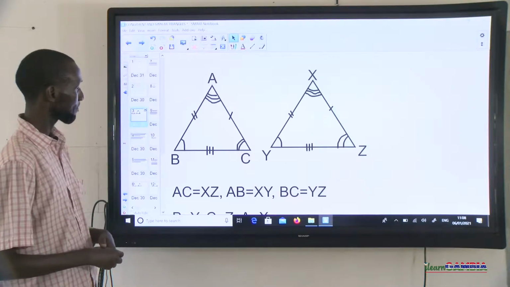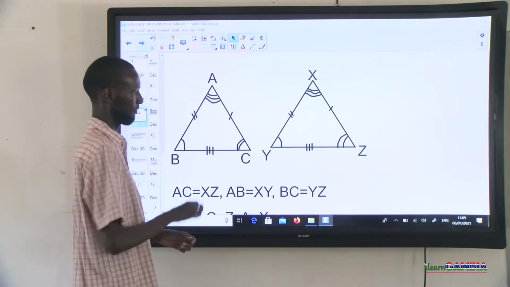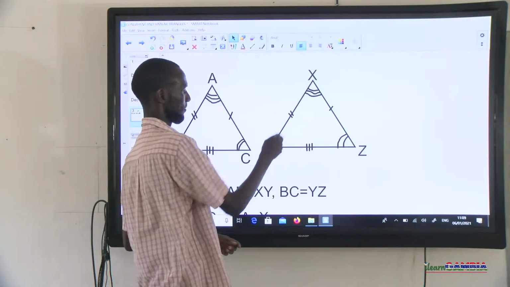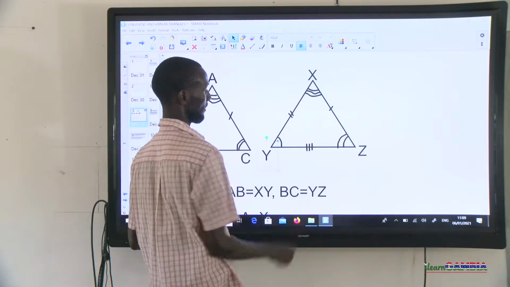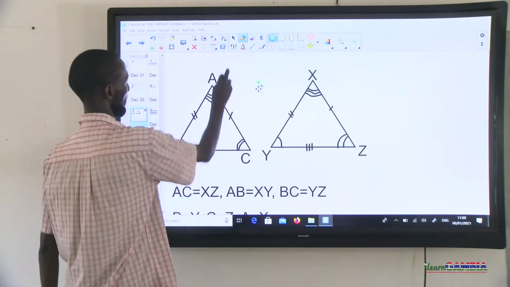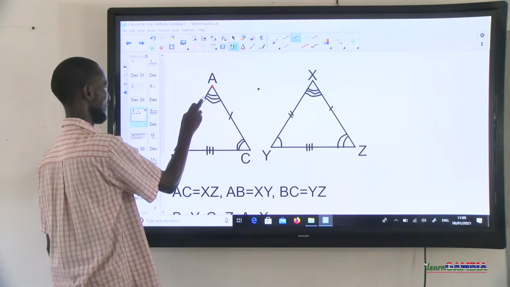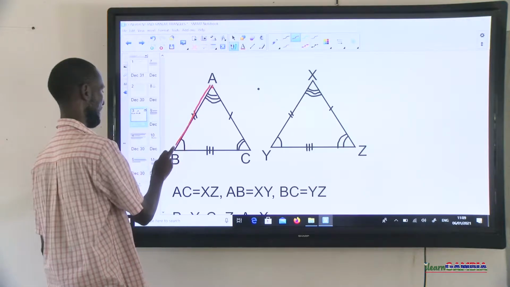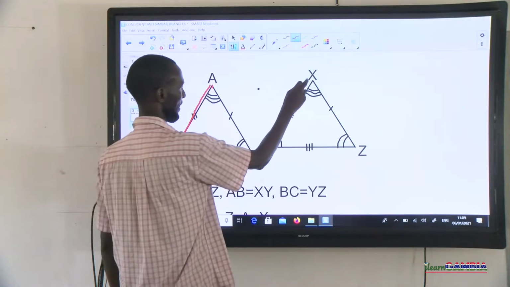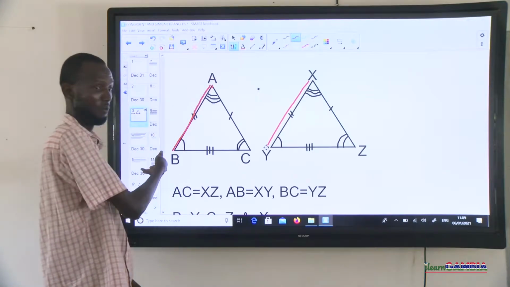Now going further, this is an illustration here. We have two triangles: triangle ABC, and also triangle XYZ. If you observe here, if we look at triangle ABC, side AB, let me make it in red, side AB of triangle ABC is equal to side XY of triangle XYZ. So those two sides are equal.